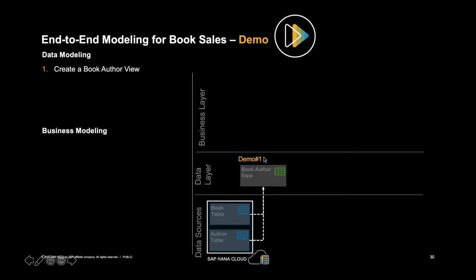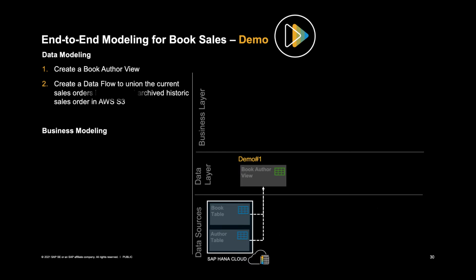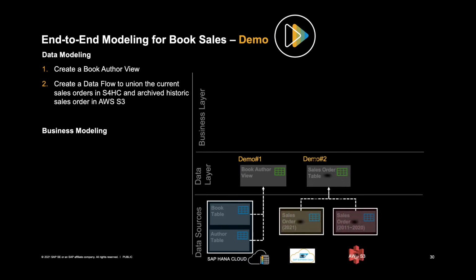For the second demo about the DWC modeling, I would like to show you how to create a data flow to union the current sales orders from my S4HANA Cloud and then the historical sales orders from my S3, and eventually persist the sales orders as a local table, as a fact table in this case.